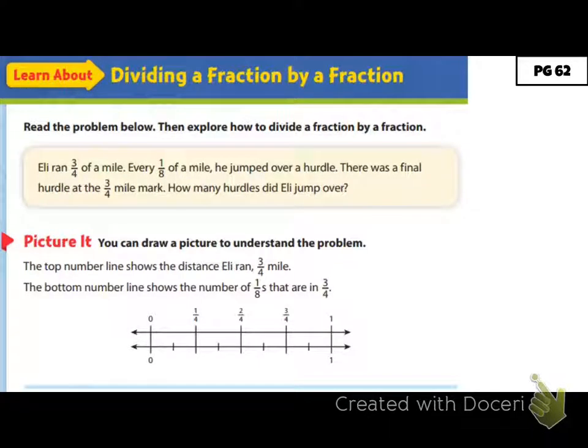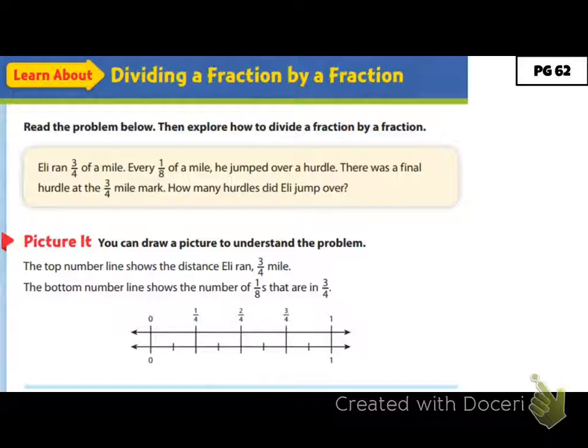Now, top of page 62, dividing a fraction by a fraction. Read the problem below, then explore how to divide a fraction by a fraction. Eli ran 3/4 of a mile. Every 1/8 of a mile, he jumped over a hurdle. There was a final hurdle at the 3/4 mile mark.